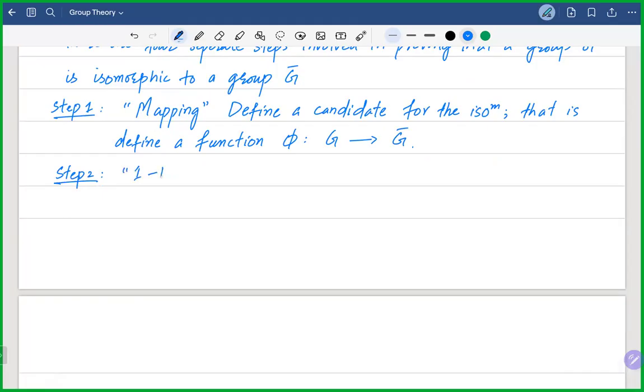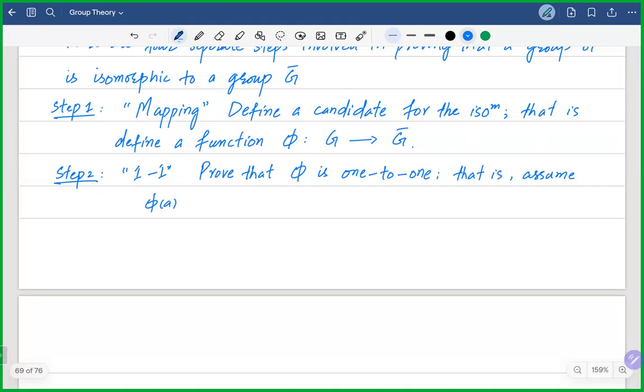Okay. Now, step 2 is one-one. We need to check that the mapping is 1-1. So prove that phi is 1 to 1. That is, assume phi of A is equal to phi of B, and prove that A is B.